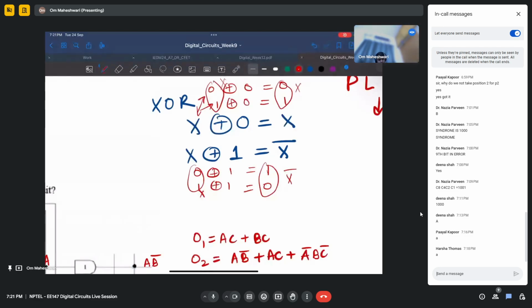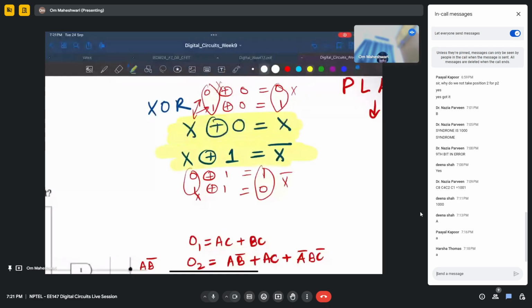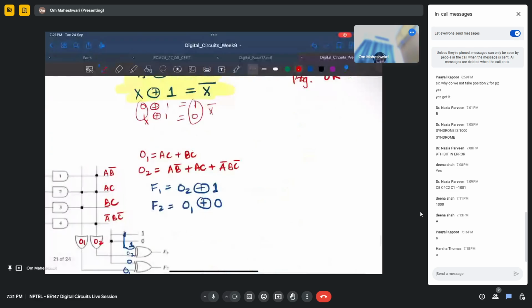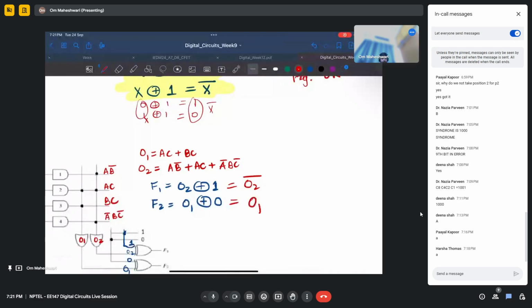So these two you need to remember. X XOR 0 is X, X XOR 1 is X bar. So O2 XOR 1 will be O2 bar, and O1 XOR 0 will be O1.